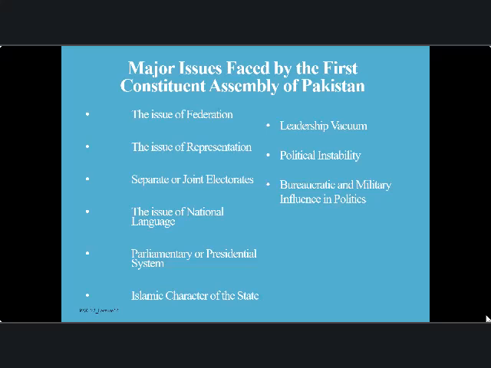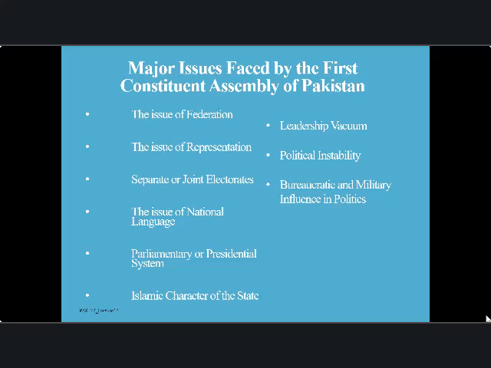So student, the first Constituent Assembly of Pakistan 1947 to 1954 faced numerous challenges that hindered its ability to frame a constitution. Among these, 9 major issues dominated the constitutional debates, like federalism, issue of representation, the electoral system, the national language जो सबसे बड़ा मसला रहा है, the form of government and the Islamic character of state.